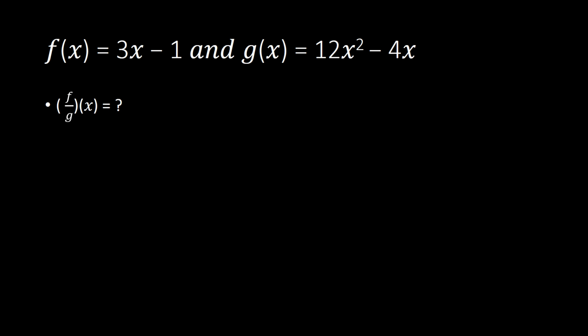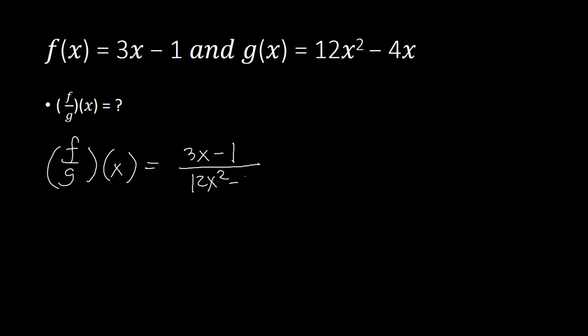So let us now go for this one. So we've got f over g of x. So again, at the top, we've got f of x. So we start with 3x minus 1. At the bottom part, we've got g of x. So we have 12x squared minus 4x.